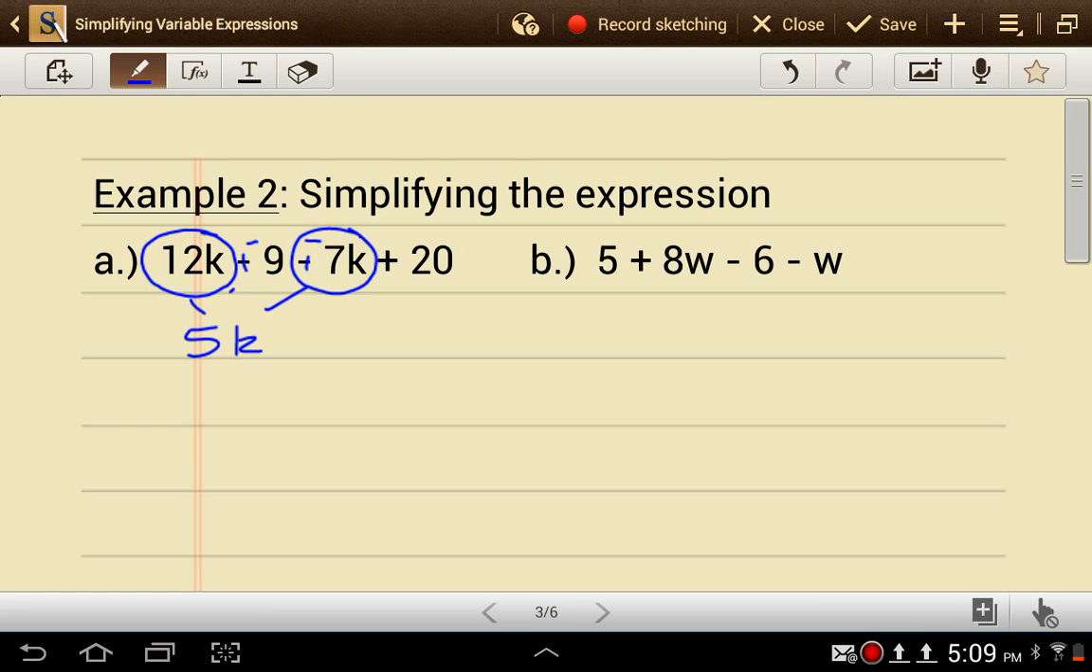The next thing I have is a negative 9 plus 20. Again, they're different signs, so I subtract them, and that's 11. Since 20 is bigger than 9, it's positive 11. So my final answer is 5k plus 11.